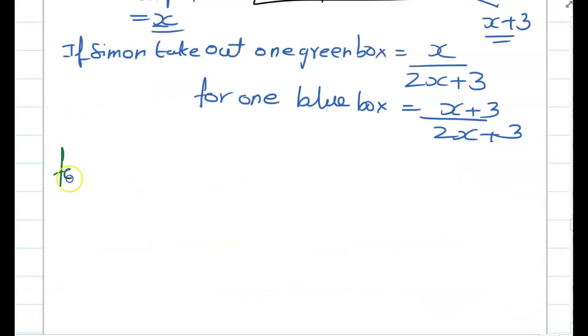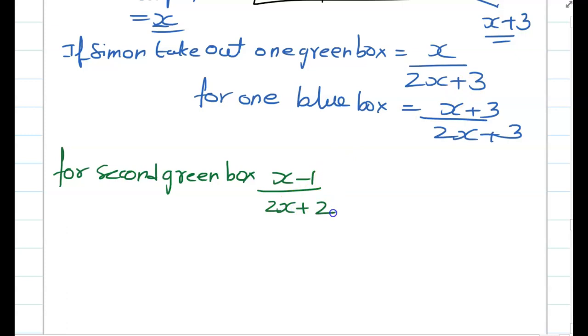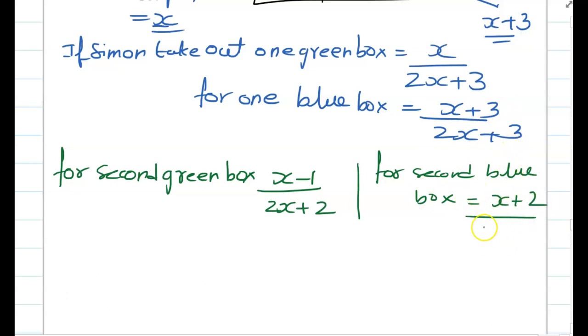Now for the second green pen, it was X, now it is one less, that is X minus 1, and one less in the denominator, so it will be 2X plus 2. Similarly, for the second blue pen, it was X plus 3, so one less, it will be X plus 2, and one less in the denominator, it will be 2X plus 2.